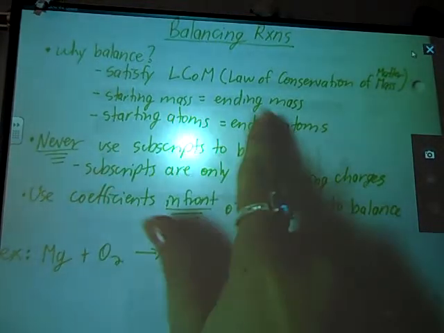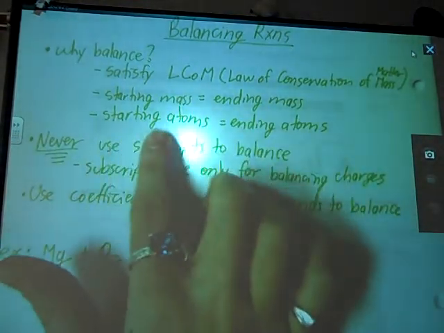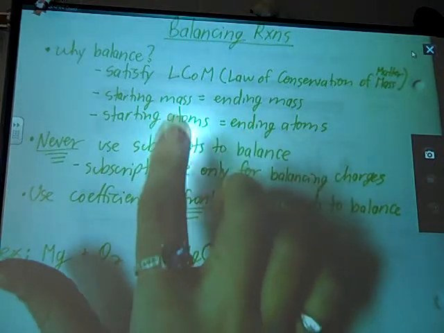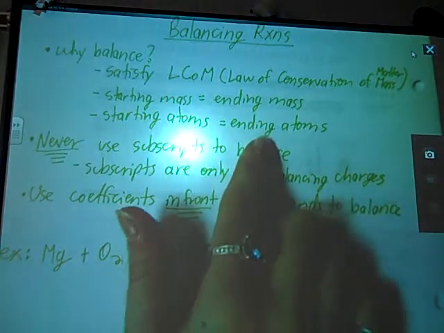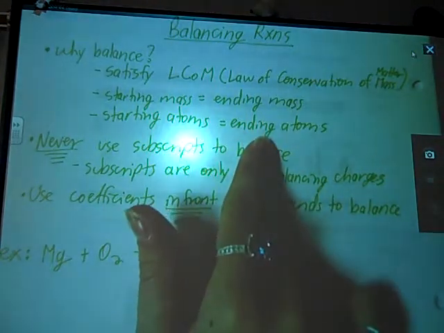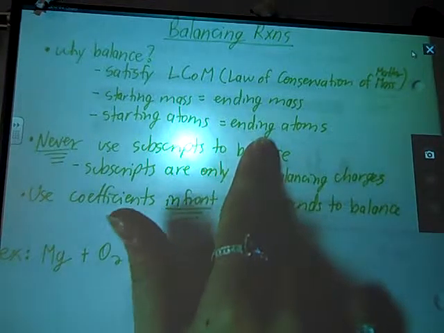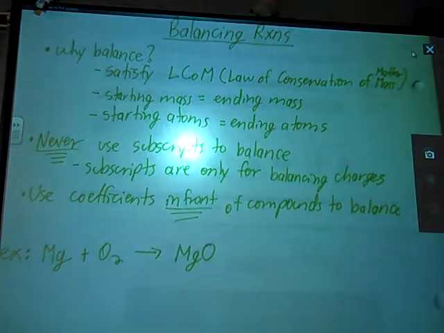So starting mass equals ending mass, which means my starting number of atoms and my starting types of atoms have to equal the same type and number of atoms on the product side. So this is going to represent what's actually happening in my beaker. Just like it takes 2 pieces of bread to make 1 sandwich, sometimes it takes 2 of one molecule to produce 1 of another. So we have to make sure to indicate that ratio in our equation.